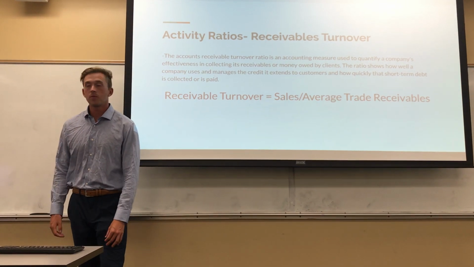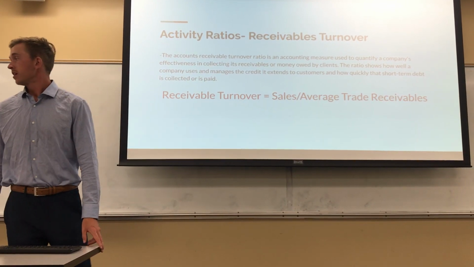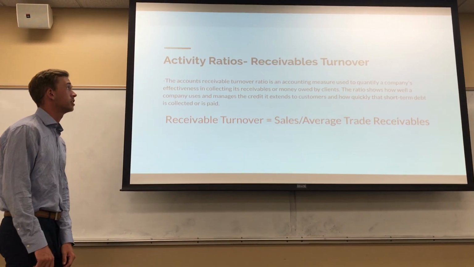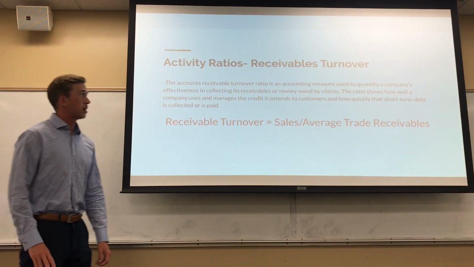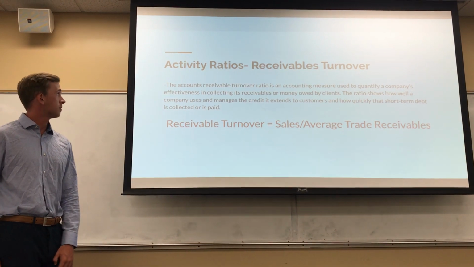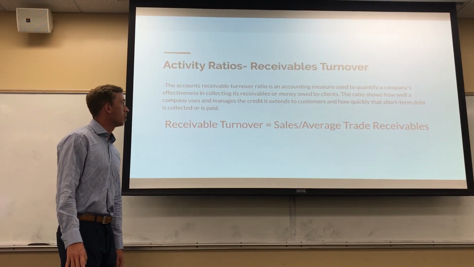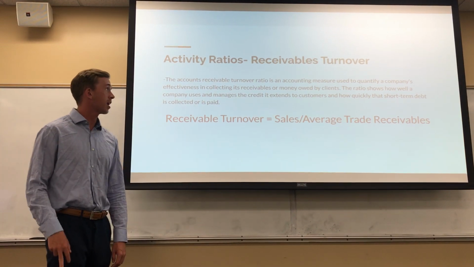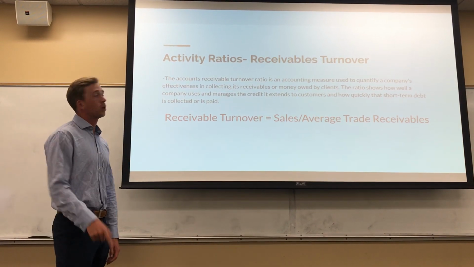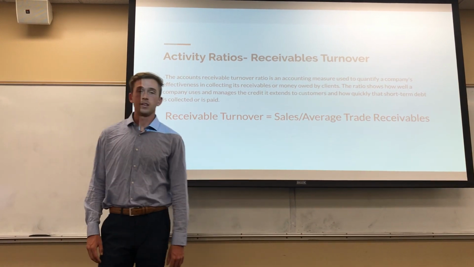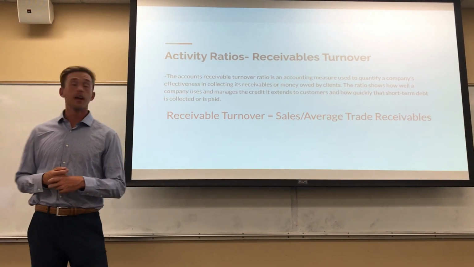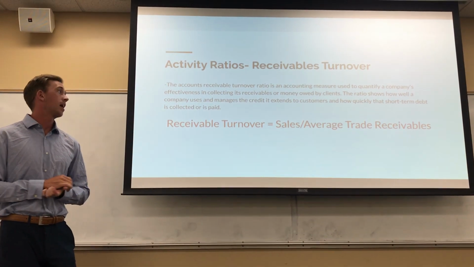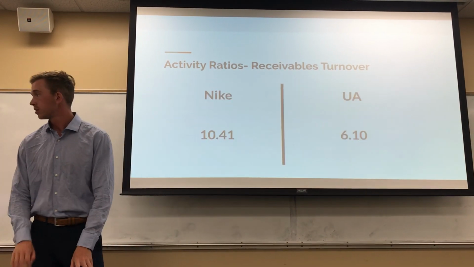Okay, the final activity ratio is receivables turnover. The accounts receivable turnover ratio is an accounting measure used to quantify a company's effectiveness in collecting its receivables, or money owed by clients. This ratio shows how well a company is using and managing the credit it extends to a customer and how quickly that short-term debt can be collected. The equation for this is receivables turnover equals sales divided by average trade receivables.